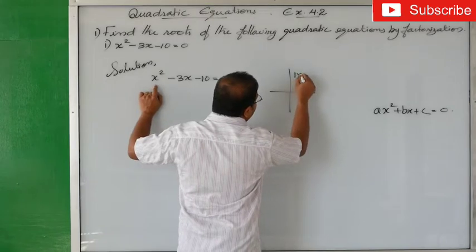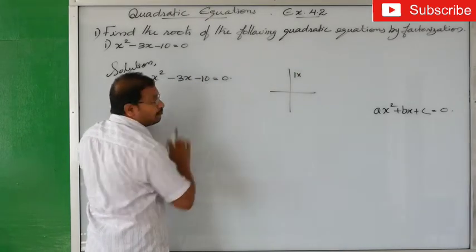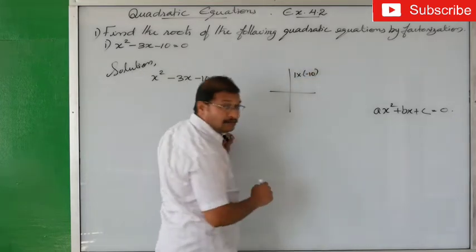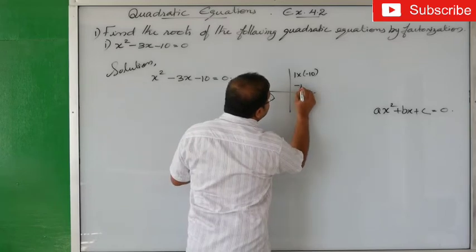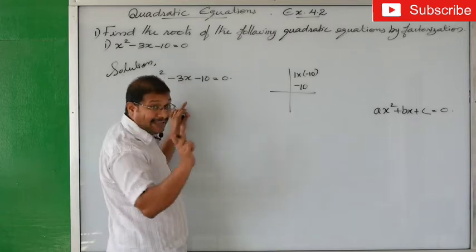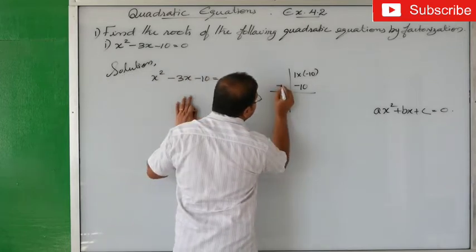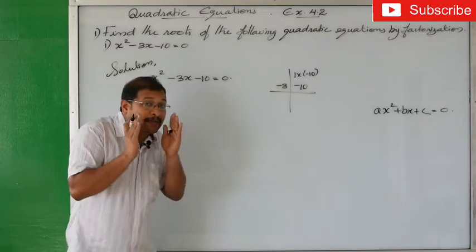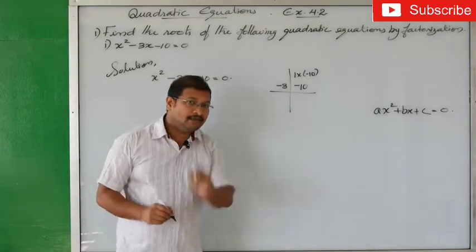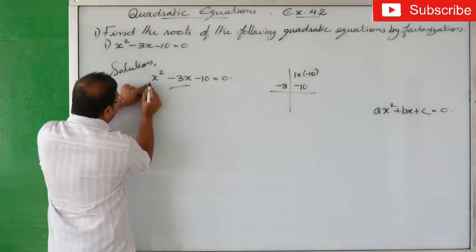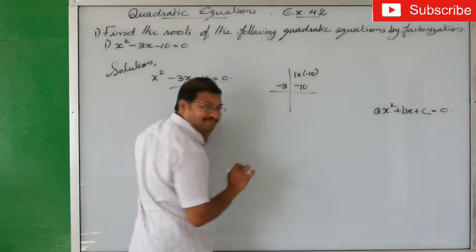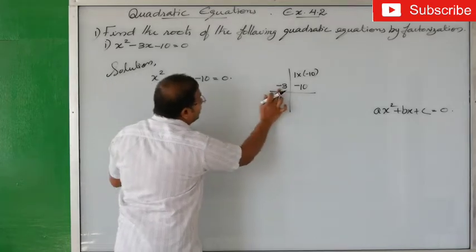So 1 into the constant term, what is that? Minus 10. So 1 into 10, 10, of course minus 10. And the middle term, what is here? Coefficient of x, minus 3. I am making the steps for how to break this middle term. First, I am taking the coefficient of x square and the constant term, multiplying them and writing it here. After that, the middle term I kept here.